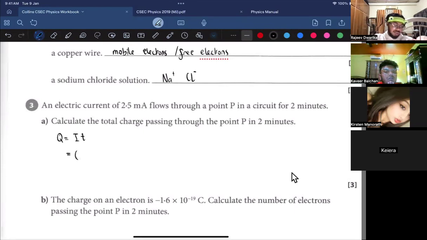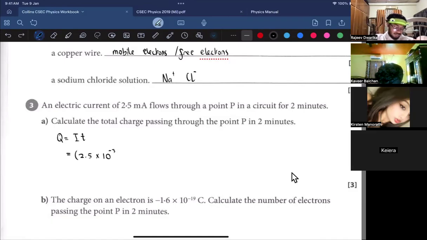Right, but we have milliamps, so we need to convert milli to amps. Milli is 10 to what power? Milli means small, so you wouldn't multiply by a positive power. You multiply by a negative power. 10 to the power negative 3. If you didn't know that, copy it down now. Anytime you see milli, it means 10 to the power minus 3.